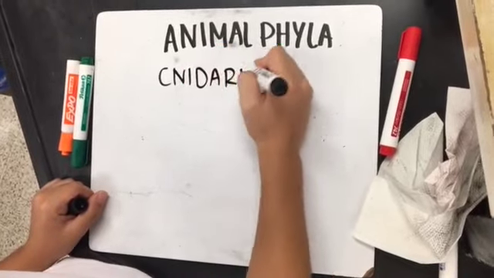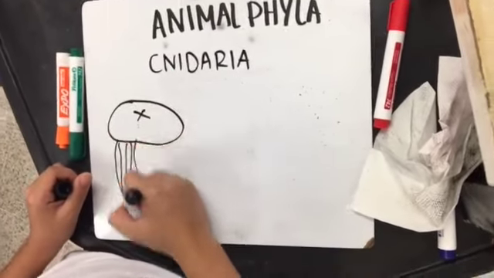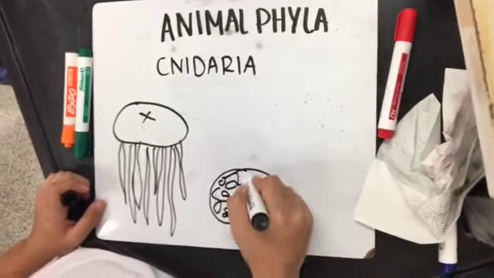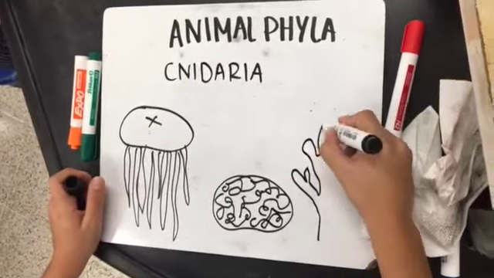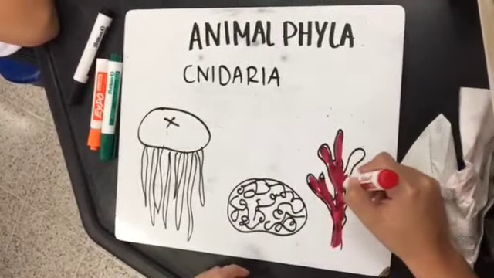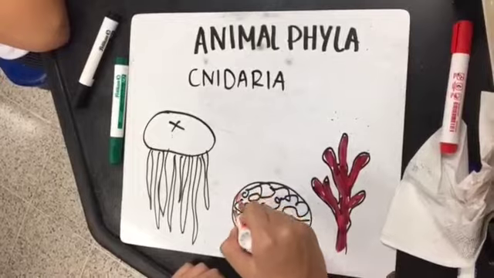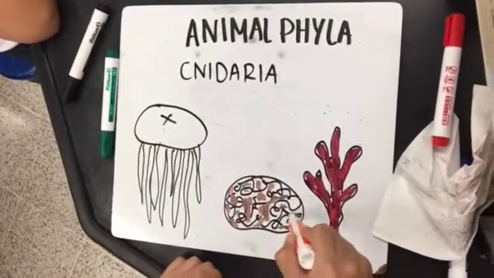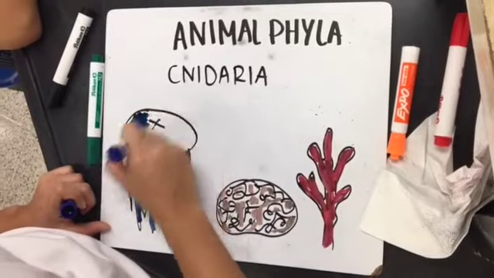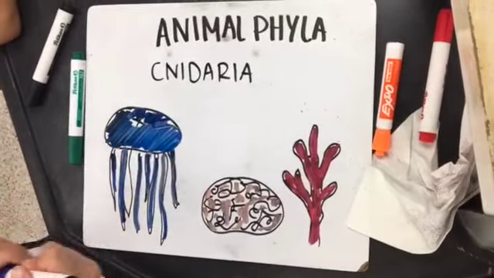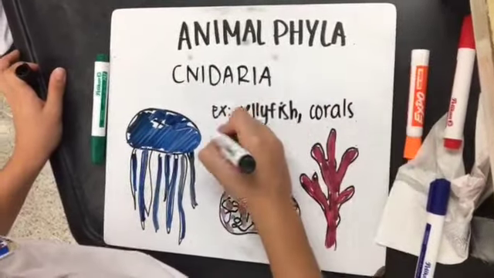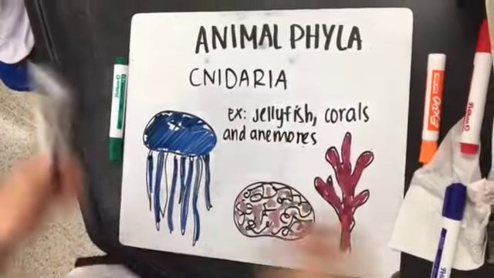Animal phyla, Cnidaria. They have two basic body forms, swimming and sessile, which means attached to rocks. They have gelatinous, umbrella-shaped bells and have tentacles. They have a symmetry in which the mouth is surrounded by tentacles. They have an orifice which they use to digest and for waste disposal. They have a nerve net. Examples are jellyfish, corals, and anemones.